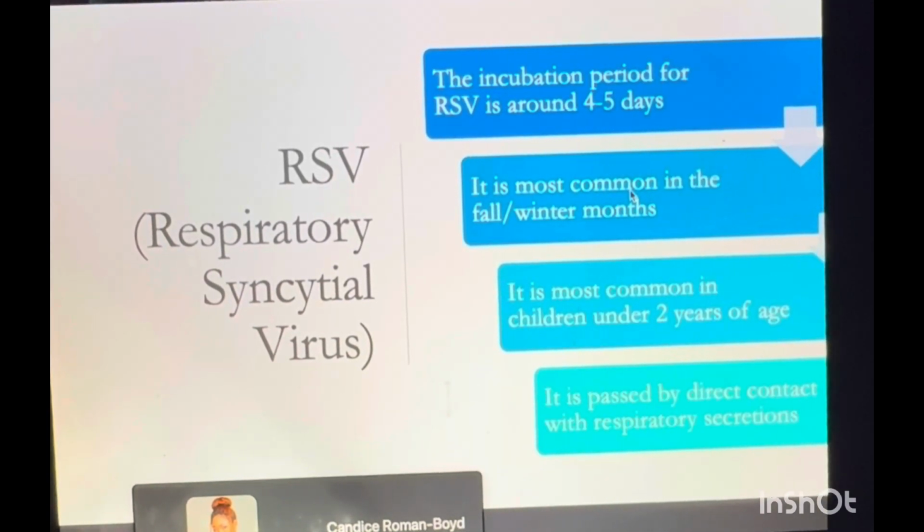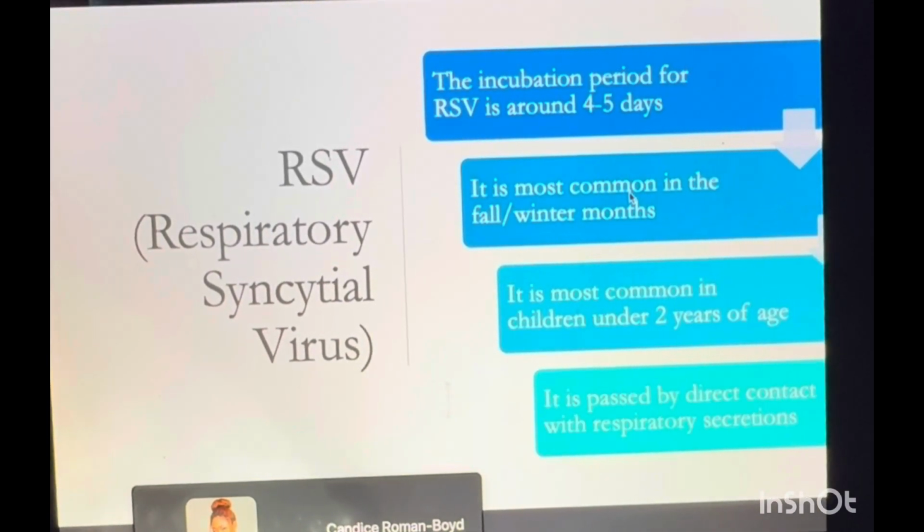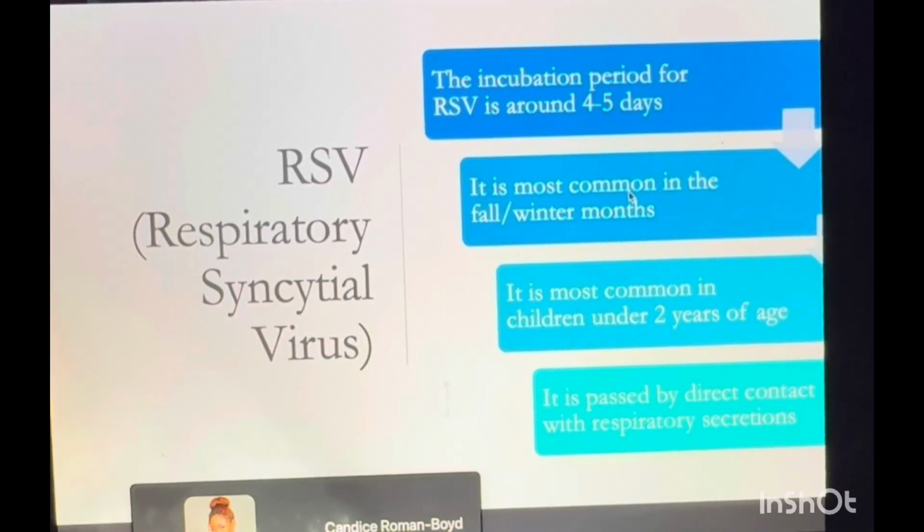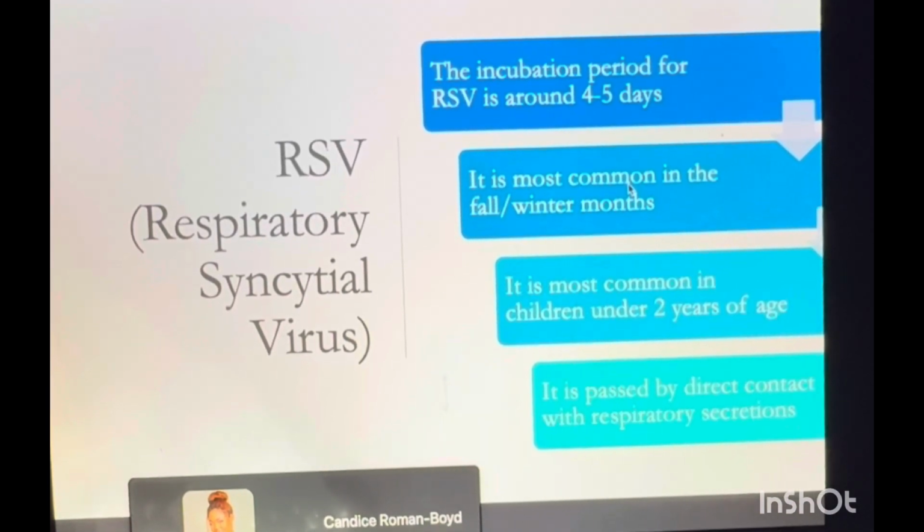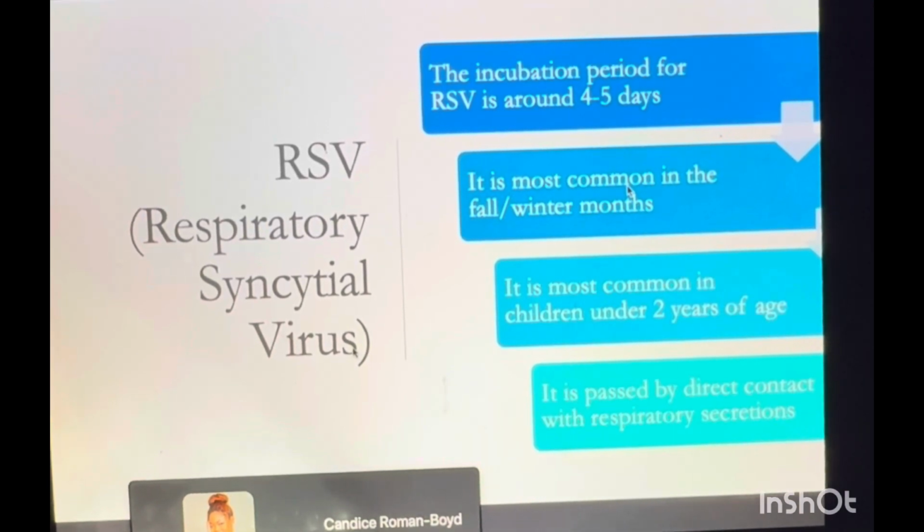It's caused by respiratory secretions, kids sneezing on each other, coughing, not washing their hands, those kind of things, which, kids under 2, they don't really wash their hands too much. They don't really know about not sharing things. So that's where they kind of get it from.